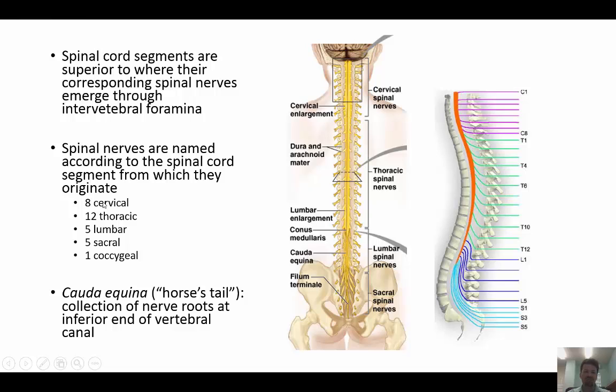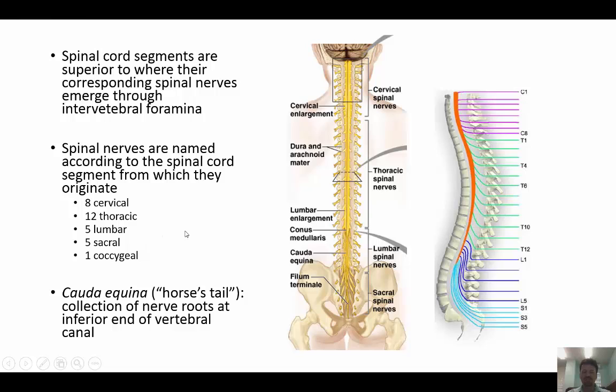And we have 8 plus 12 is 20, plus 5 plus 5 plus 1 is 31. So we have 31 spinal nerves, which are named according to the region from which they arrive. 8 cervical, cervical refers to the neck. 12 thoracic, referring to the thoracic. 5 lumbar, referring to the lower back region. 5 sacral, and 1 coccygeal, referring to the tail region of an animal, which we don't have in humans, but it would be present in other animals.